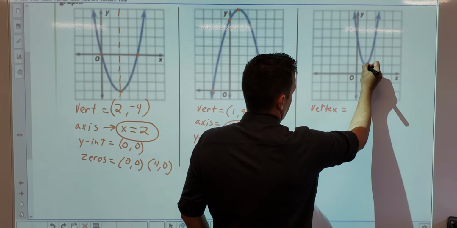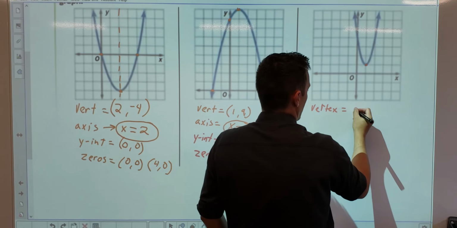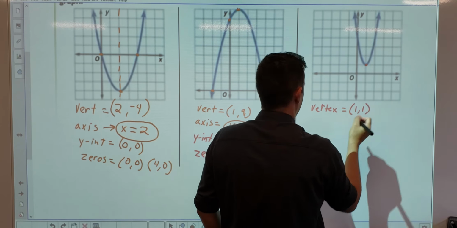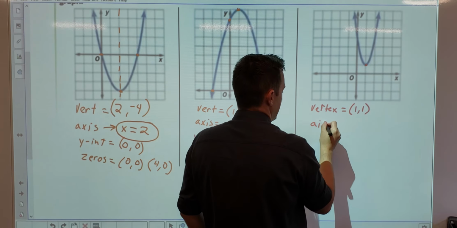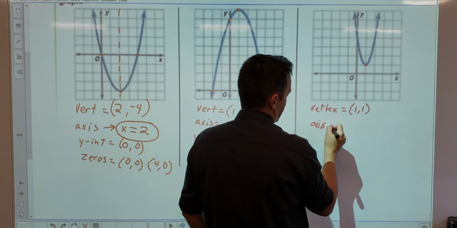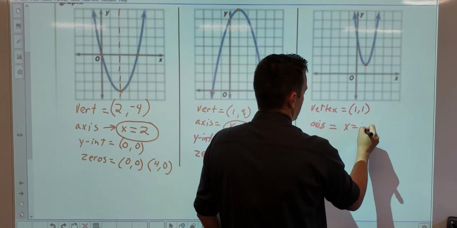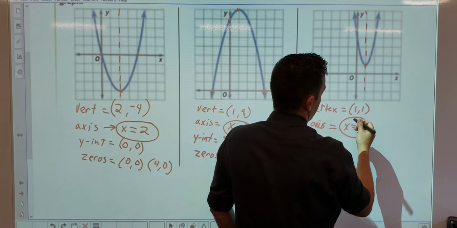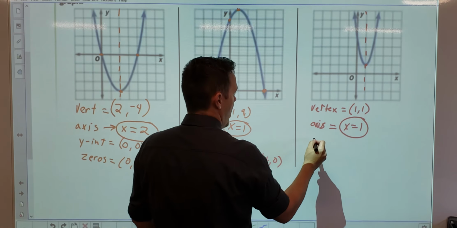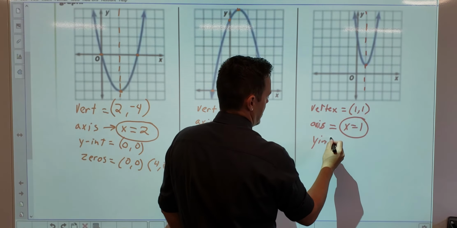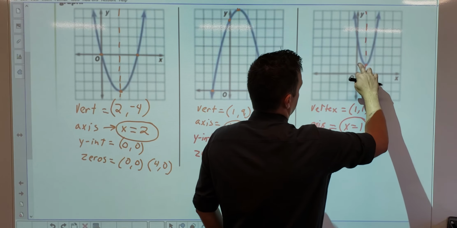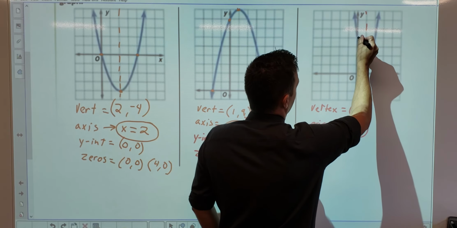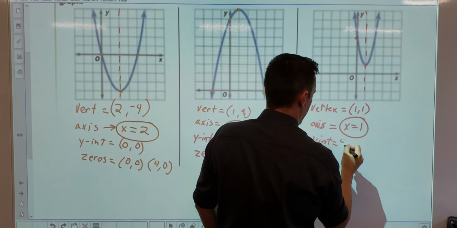All right, the vertex is right here. It is at (1, 1), 1 over, 1 up. Axis of symmetry is at x equals 1, right? Because I can draw an imaginary line right through the middle right here, and it goes through the vertex. Y-intercept. All right, the y-intercept is 1, 2, 3, 4. So my y-intercept is 4.